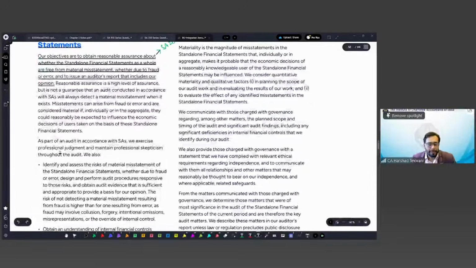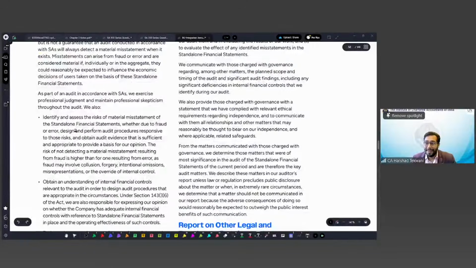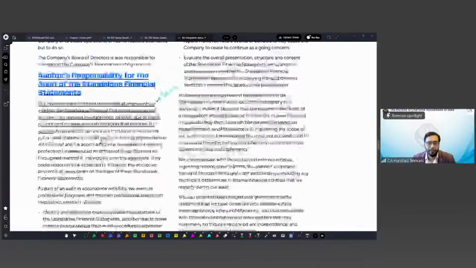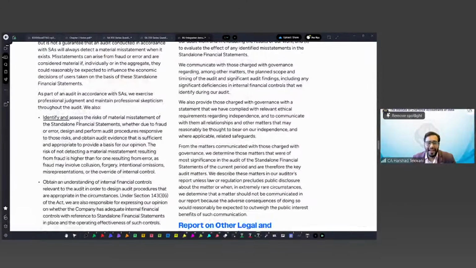Now, next part here. These are the specific responsibilities of the auditor. Identify and assess the risk of material misstatement of the standalone financial statements, whether due to fraud or error, design and perform audit procedures responsive to those risks, and obtain evidence that is sufficient and appropriate for providing your opinion.